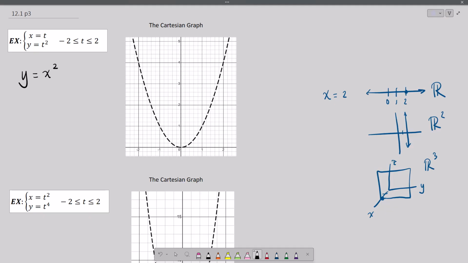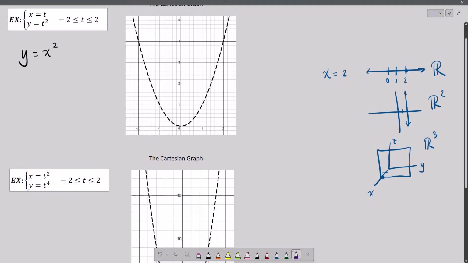And because this top equation says x equals t, your geometric interpretation of t is that it's the x value. So it's not an angle in this case. It's the actual x value. So here is our parametric curve.